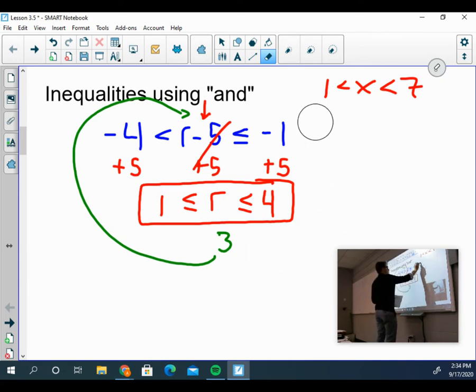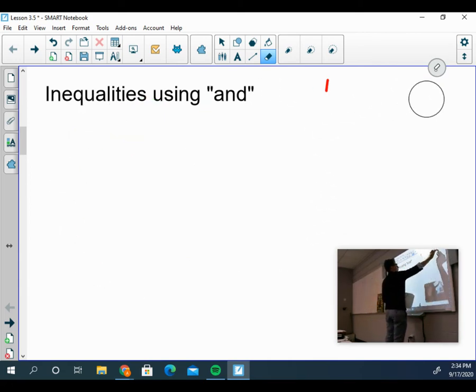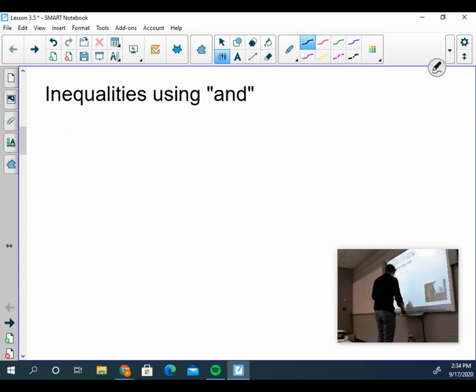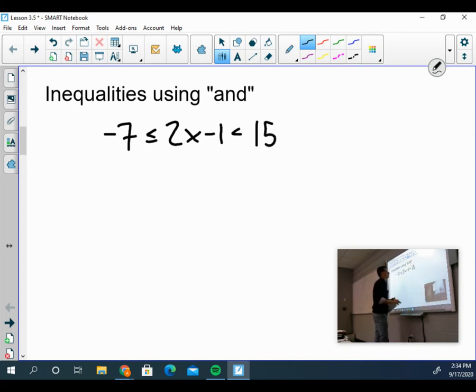Okay, so here's an example for you to try. Let's solve -7 is less than or equal to 2x minus 1 is less than 15. Okay, pause the video right now and see if you can solve this on your own. Okay, so you've hopefully attempted it.